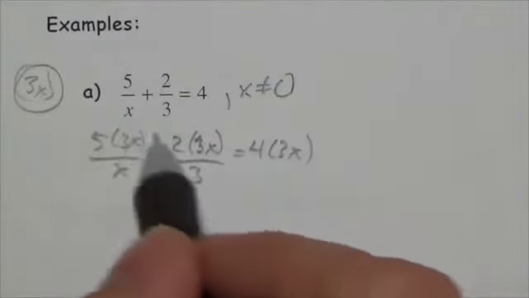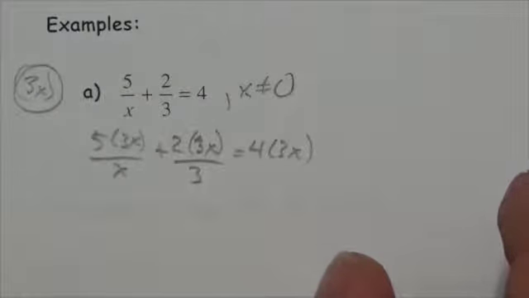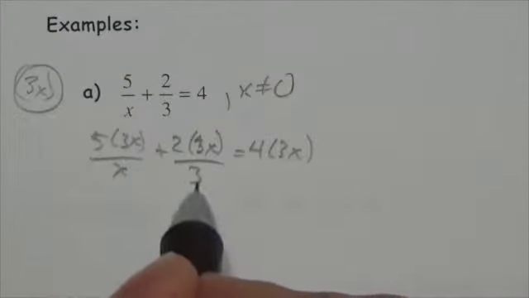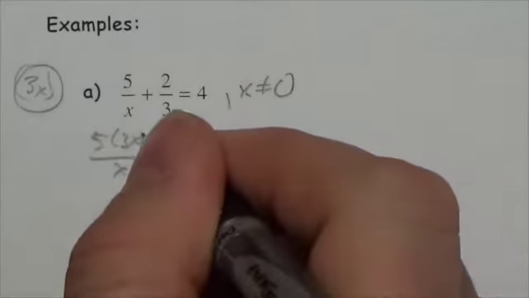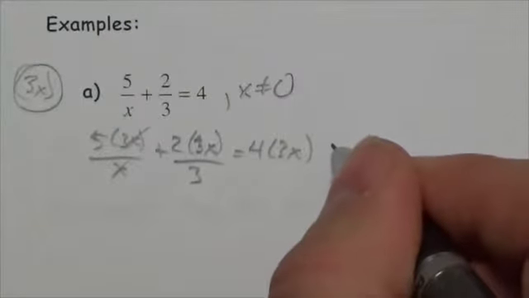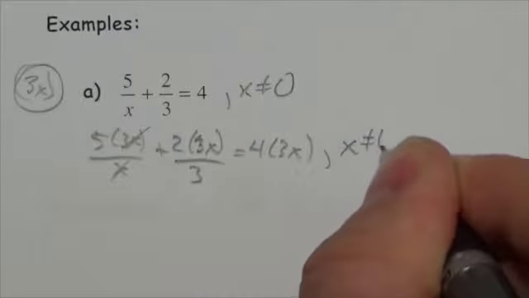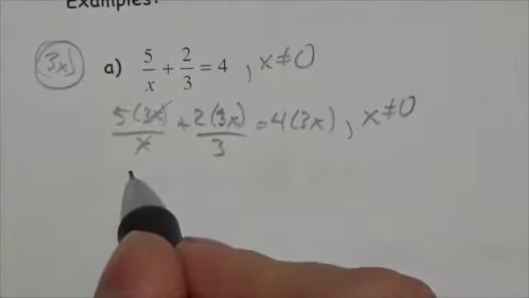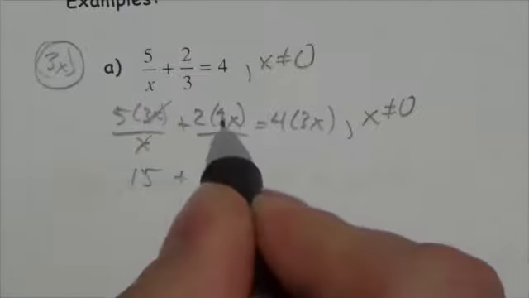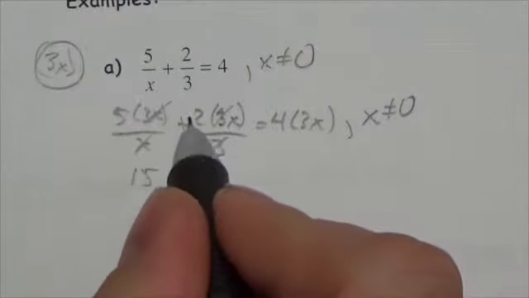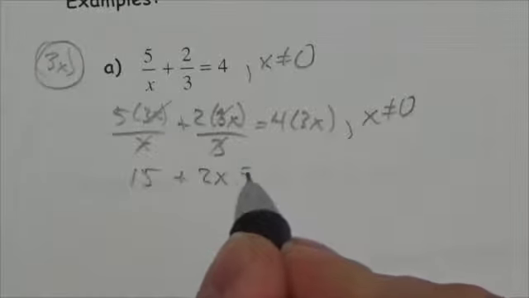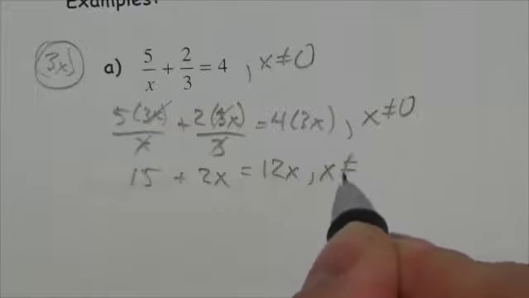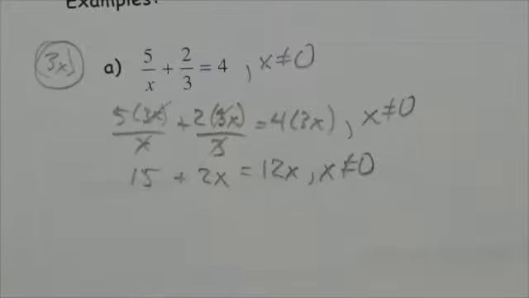Now, because I chose the lowest common denominator, every one of those expressions I multiplied through is going to have a piece of the denominators in them. So here, x and x will cancel. Now that would normally be a problem, but remember, we've already stated that x can't equal 0, so that's fine. That's going to leave us with 5 times 3, or 15. Here, the 3's will cancel. That's not a problem. That's going to leave us with 2 times x. And on the right-hand side, we're going to get 12x. And again, with the understanding that x can't equal 0.